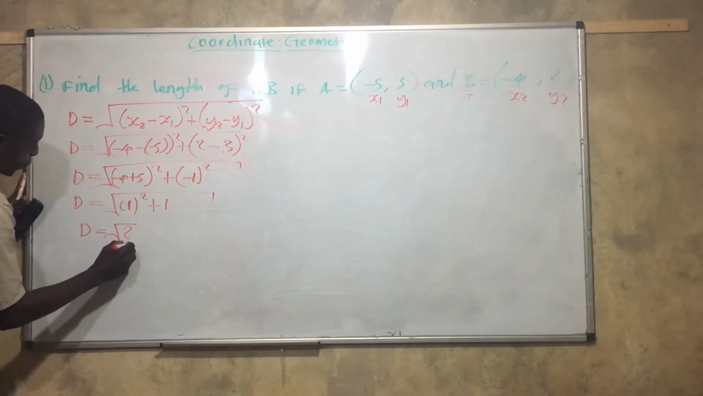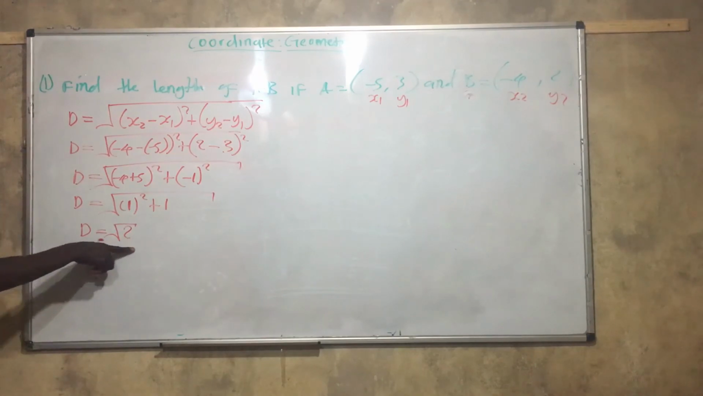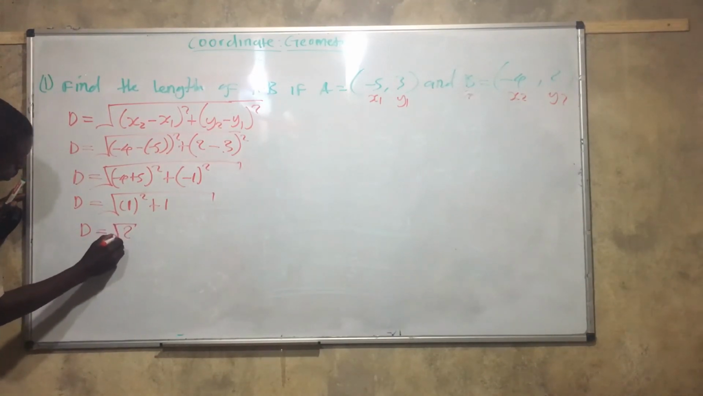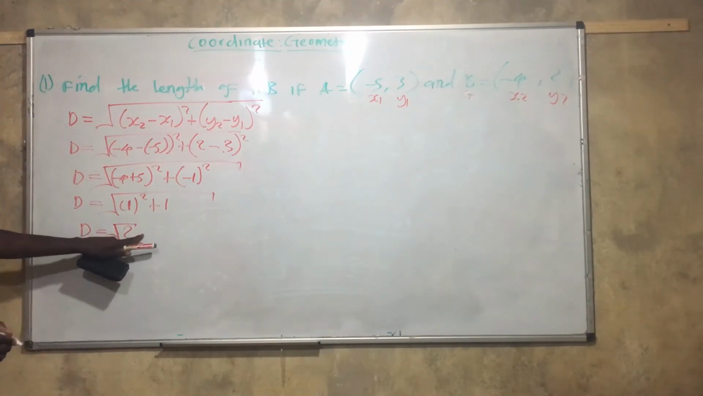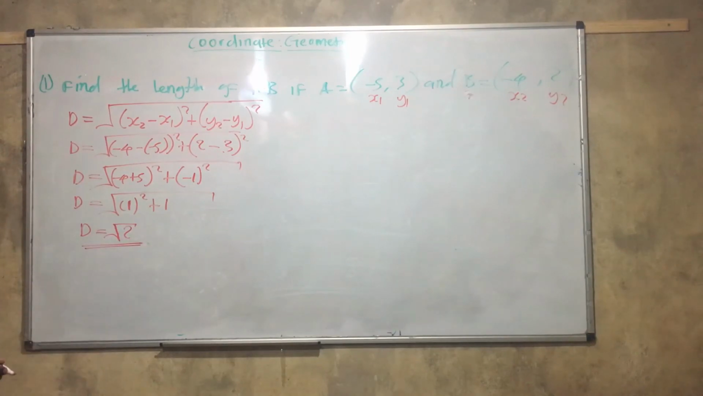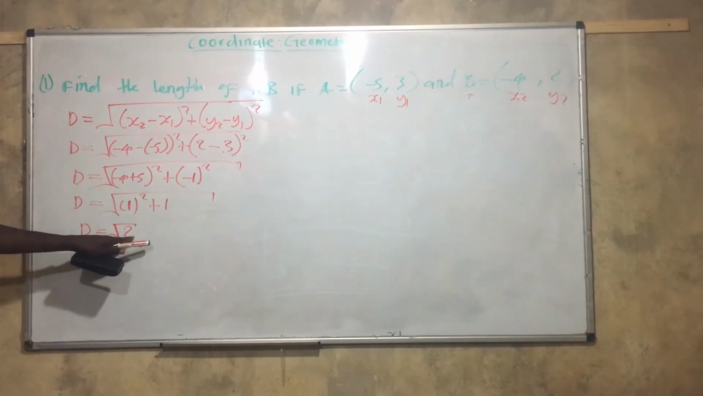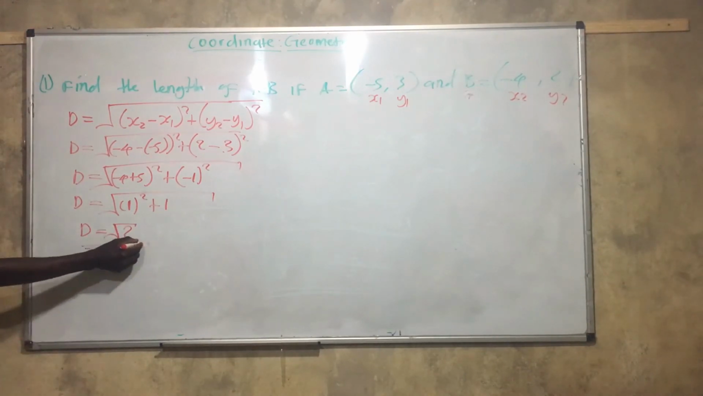So we have the square root of 2. We cannot simplify 2 because it is just a number which has no square root. So we just leave it in surd form like that. At our level we can't write this as a decimal or in another form, so we leave it the way it is.